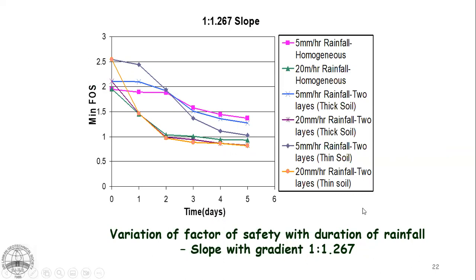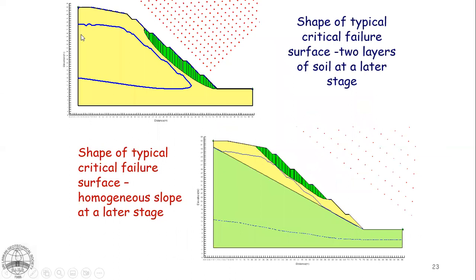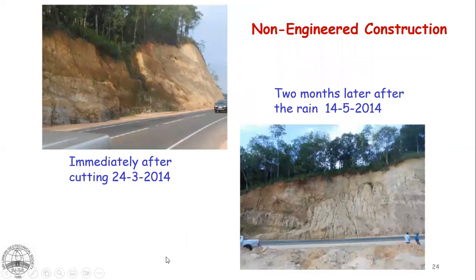We have done this for slopes of different gradient, done for 1-to-1 as well. What we illustrated was that whatever the slope gradient, these events will take place and eventually the slope may reach instability. These are typical critical failure surfaces for a uniform slope and for a slope with highly weathered rock. They are shallow failures basically.